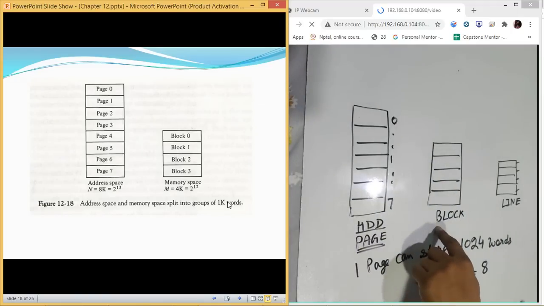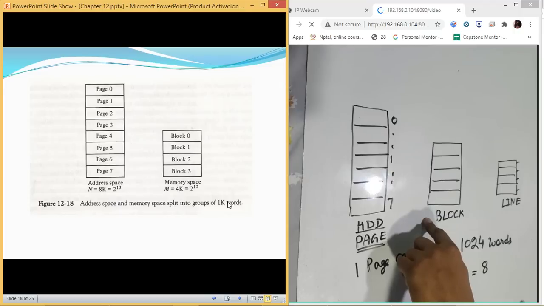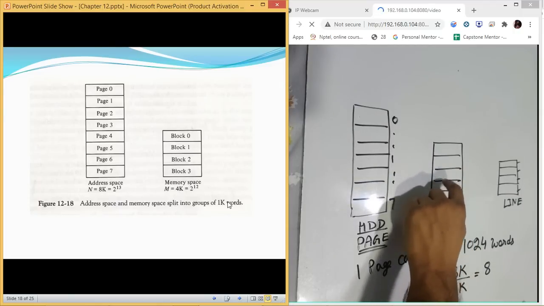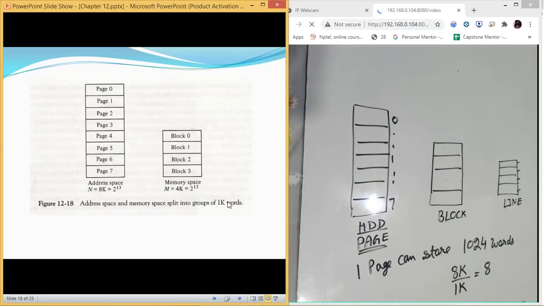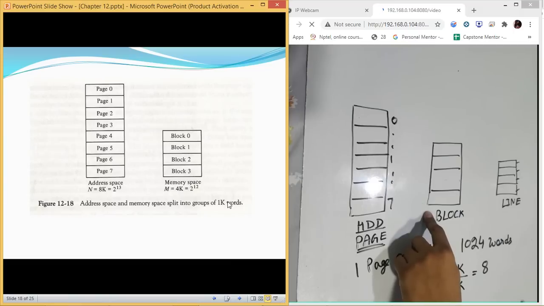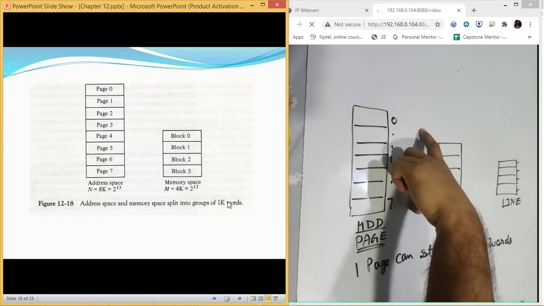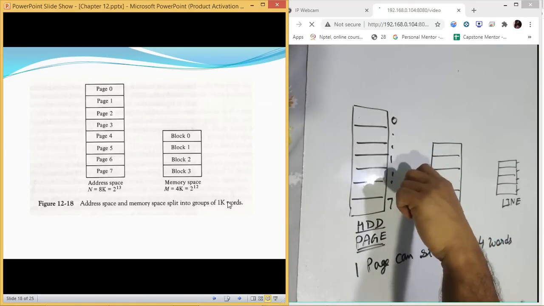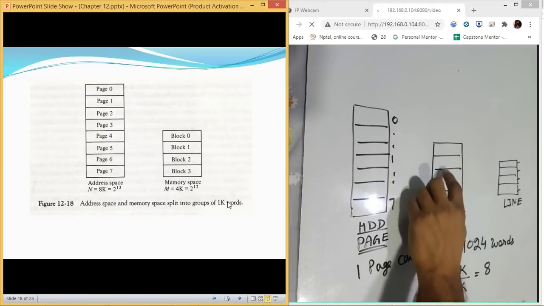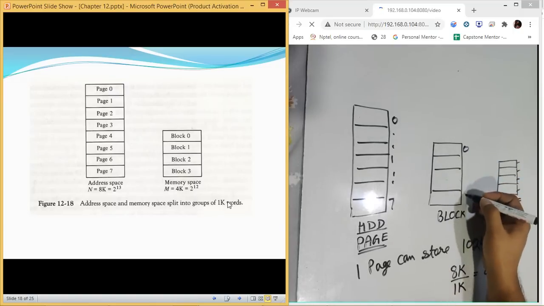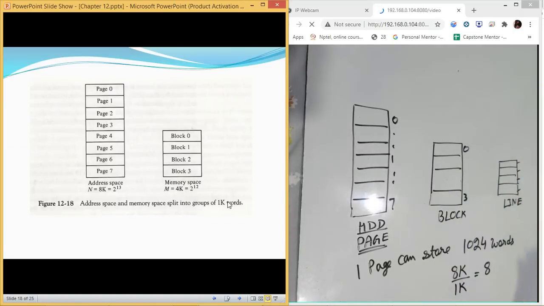Same for blocks. In one block, 1k words can be stored. So we are having 4 blocks in this. How do we get that value? It is simply dividing 4k by 1k. The answer is 4. So there are 4 blocks, starting from block 0 to block 3.